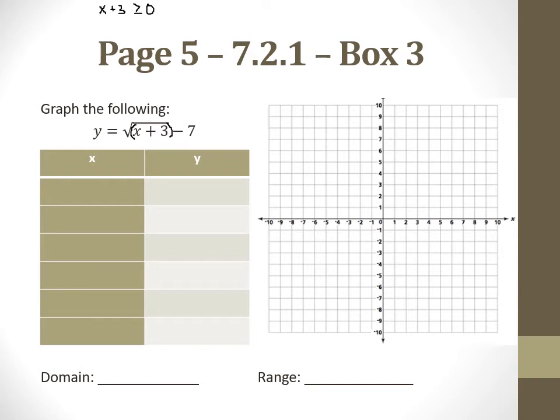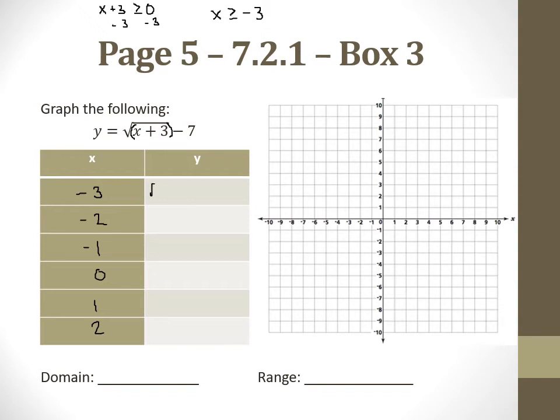Now, if x plus 3 is greater than or equal to 0, I need to subtract 3 from both sides, and you'll end up with x is greater than or equal to negative 3. So my starting value will be at negative 3, and my table will go up from there. Negative 3, negative 2, negative 1, 0, 1, 2, and we'll stop there. So now I'm going to plug in these values of x and see what the y values end up being.